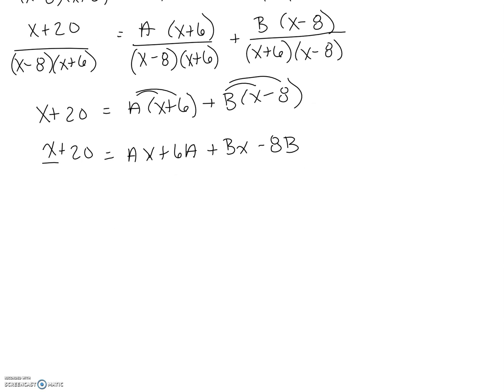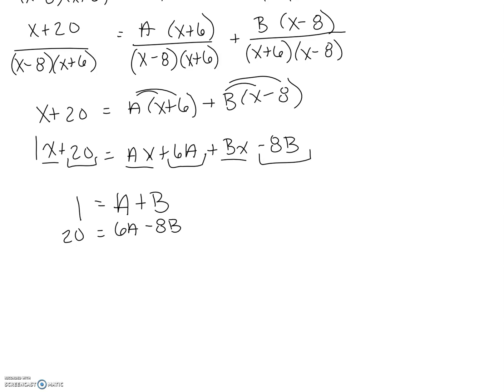From here, I group all of my terms with an x together. I know there's an invisible 1 in front of that x, so instead of writing 1x, I'm just going to write the 1, equals, instead of ax, just the a, and instead of plus bx, just plus b. Then I group all my terms without an x. So 20 equals 6a minus 8b.